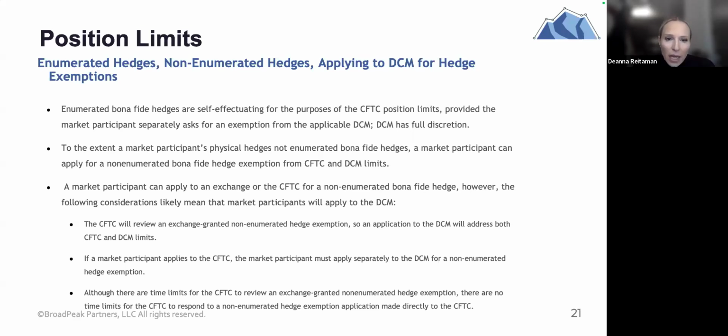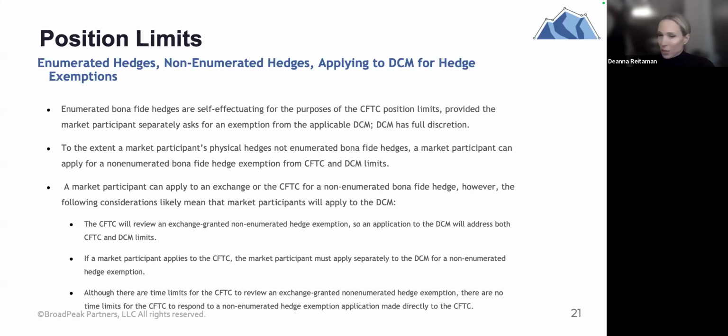And although there are time limits for the CFTC to review the exchange granted non-enumerated hedge exemptions, there's no time limit for the CFTC to respond. So in other words, you could submit it and 6 months later, the CFTC can get to looking at it and have some questions for you. But it is a process. You do have to go through it. You do need to have good data, because when you put in a position limit hedge exemption request, you do sort of open your kimono into your positions.